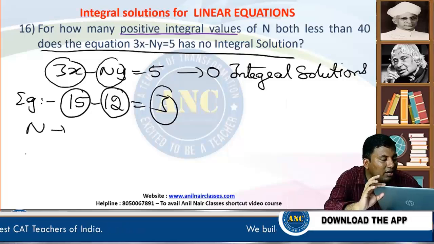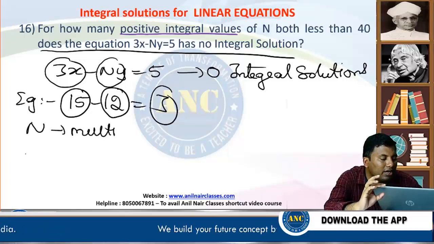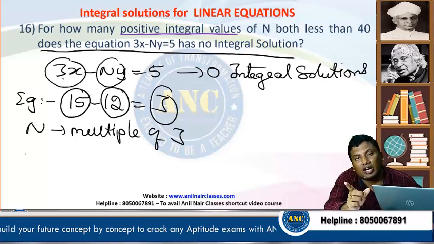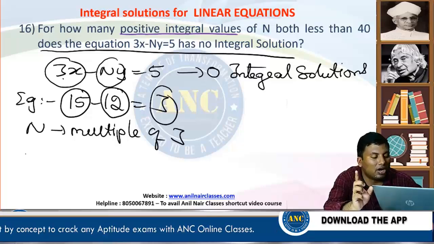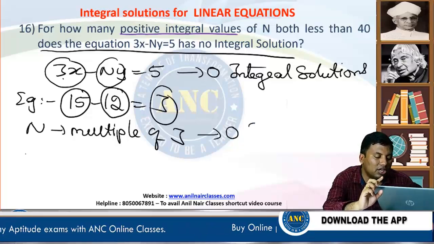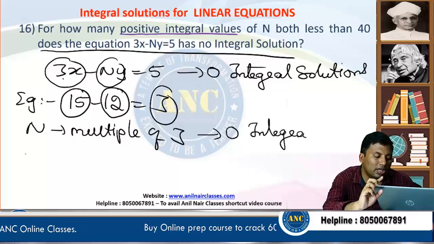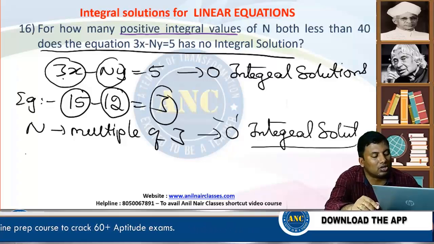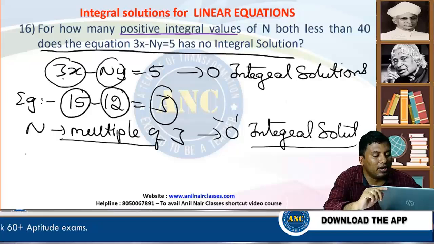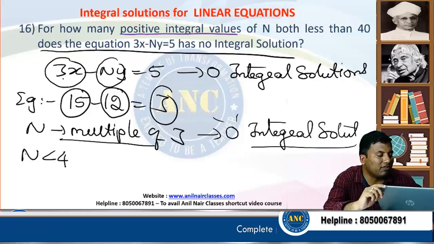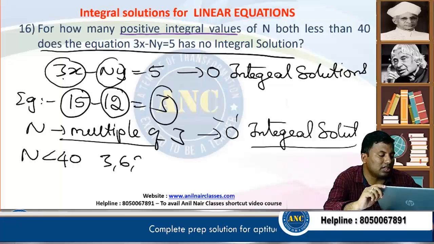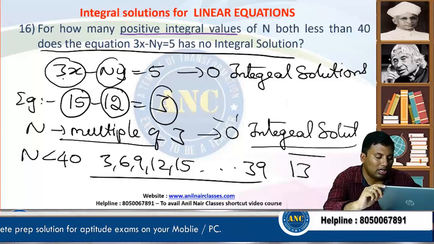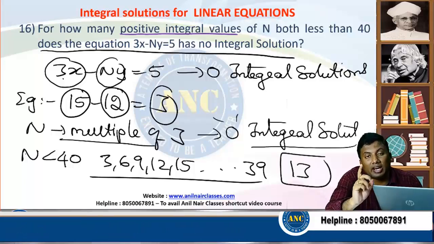If n is a multiple of 3, this is a multiple of 3, this is a multiple of 3. The answer has to be a multiple of 3. But 5 is not a multiple of 3. I will get 0 integral solutions. 0 integral solutions is what I want. 0 integral means there exists no integral solution. So n should be a multiple of 3. n is less than 40. So n will be 3, 6, 9, 12, 15 and so on up to 39. Total 13 values n cannot take.